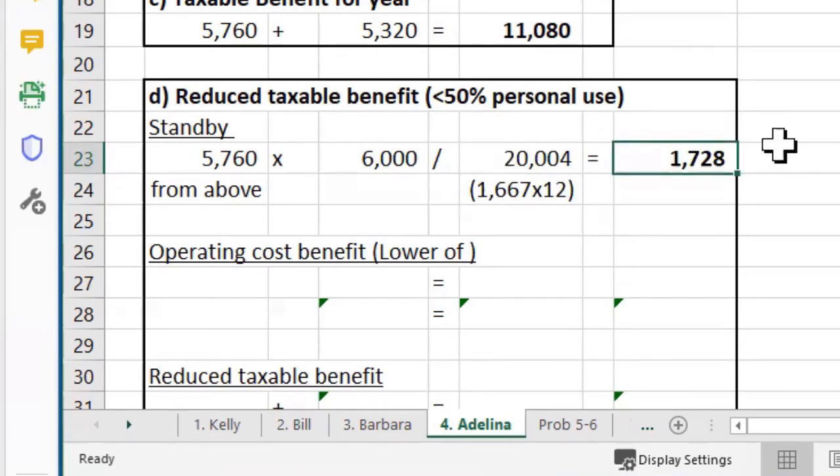Note that it is greatly reduced from the 5,720. That's how it works. You use the car more for employment, you get to reduce the income inclusion. Okay, now we need to determine the operating cost benefit.